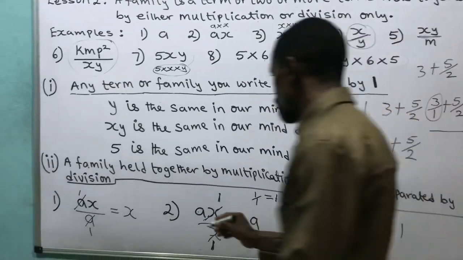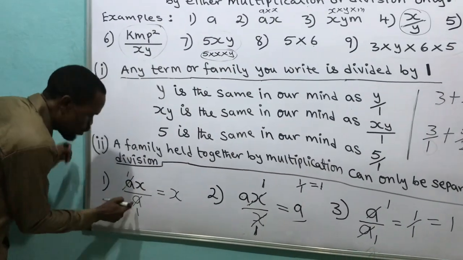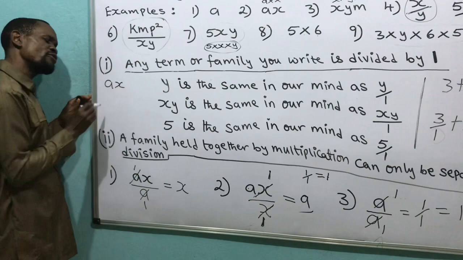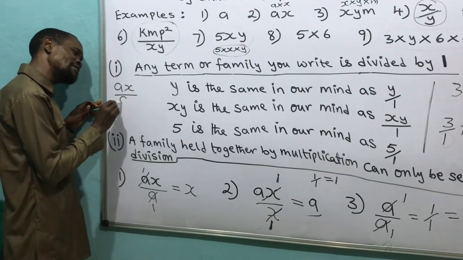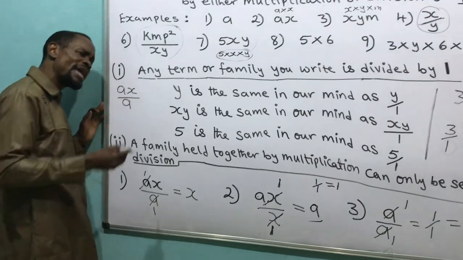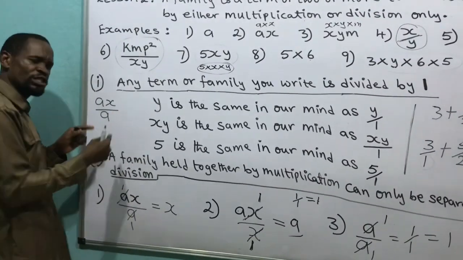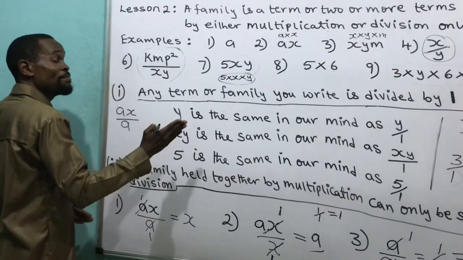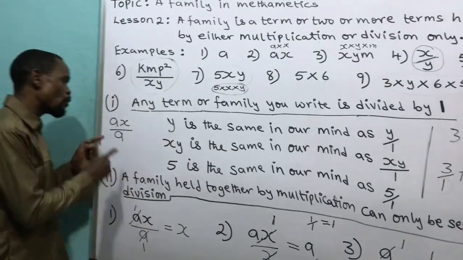And what happened here? Come over here again. I want to remove A from this family. Look at the family AX. I want to remove A from it. I will divide it by A. Have you seen that if you want to remove any number from a family that is held together by multiplication, it is only by dividing? It's only by dividing by the person you want to remove.